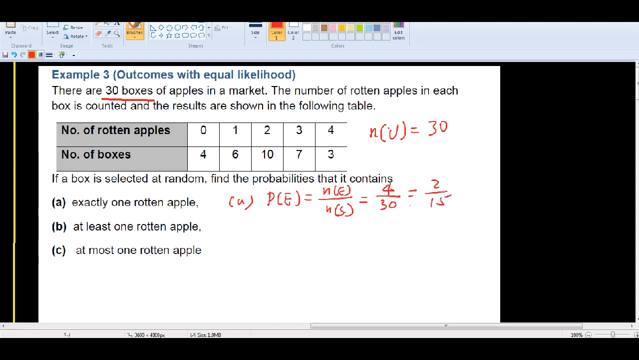Yes, we use fraction. Right, and then how about the second? At least, oh sorry, that's a mistake, because at least one is not none. Not at least one, exactly one, sorry about this. Exactly one, just overlook it. Okay, so exactly one, there's 6 of them, right? 6 of 30, so 1 over 5.